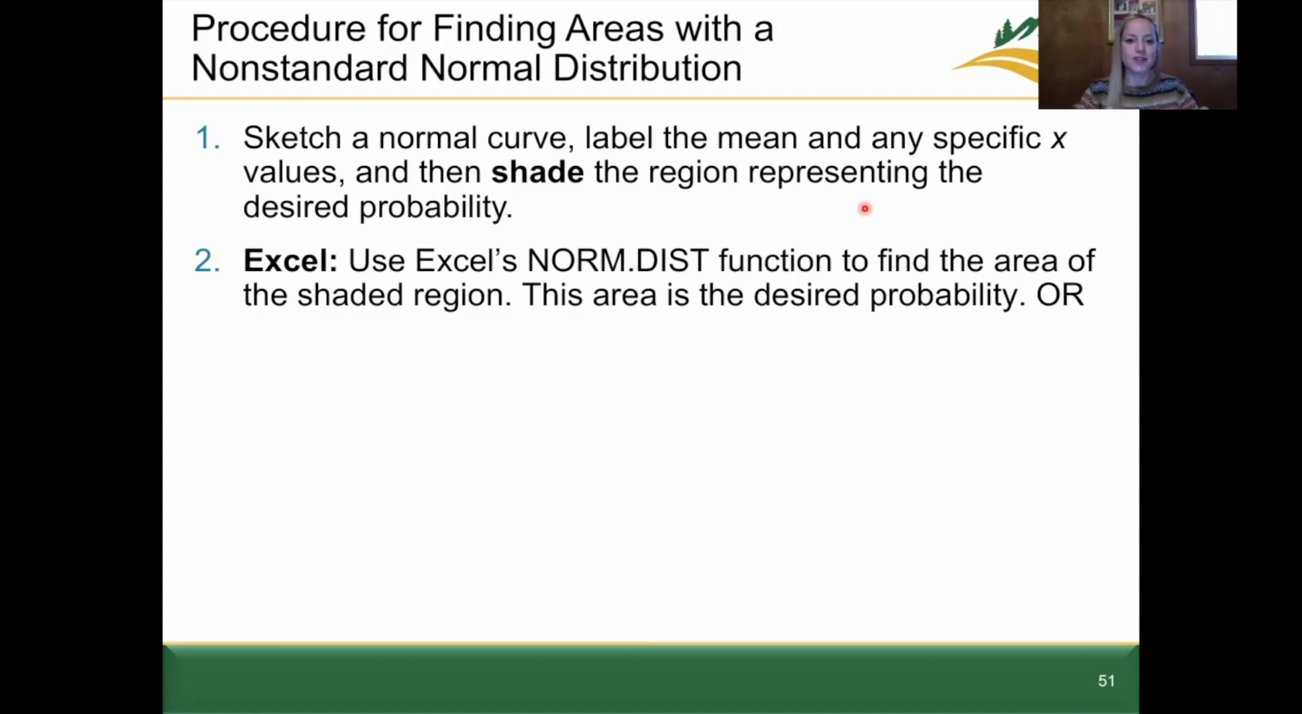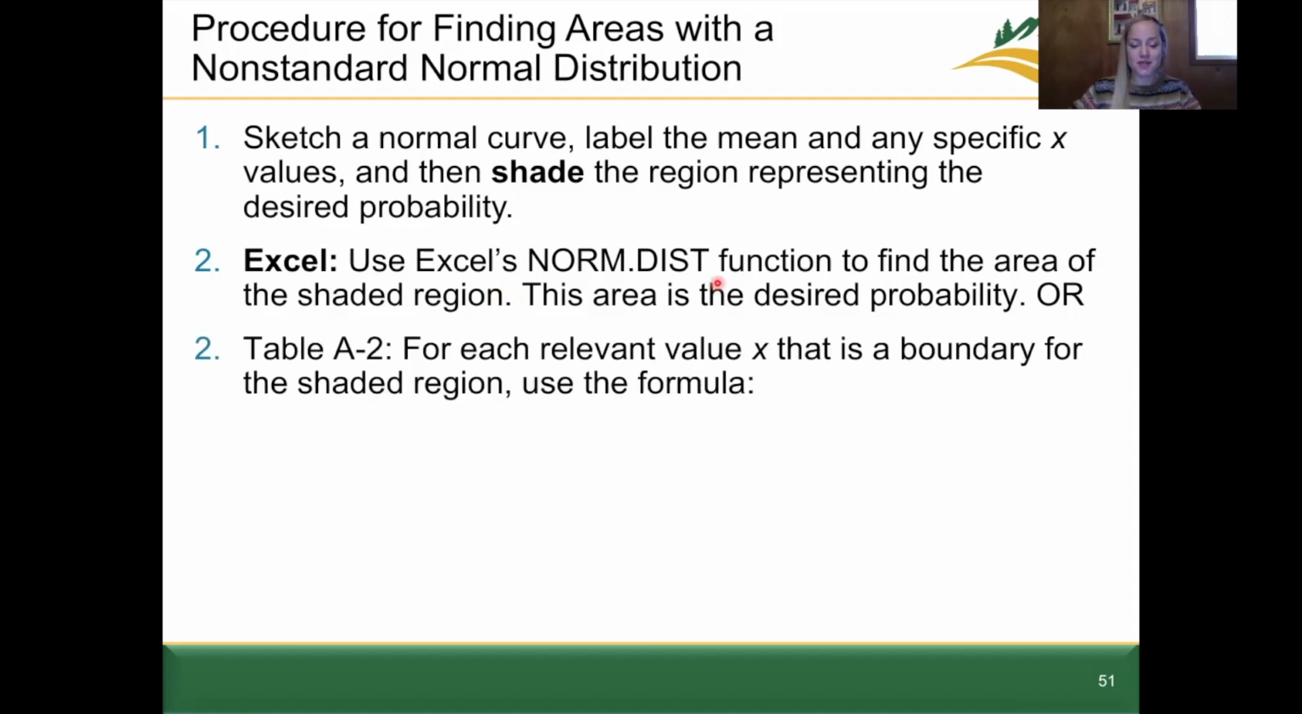So one version of step 2 here, using Excel, is to use the normal distribution function that we talked about in 6.1. Using the normal distribution function, we can find the area of the shaded region or find that probability, where for these cases, area is the same thing as probability because the area under the full curve is equal to 1. As long as we're thinking along the lines of cumulative area from the left, then this area is the desired probability that we're asked for in the question.